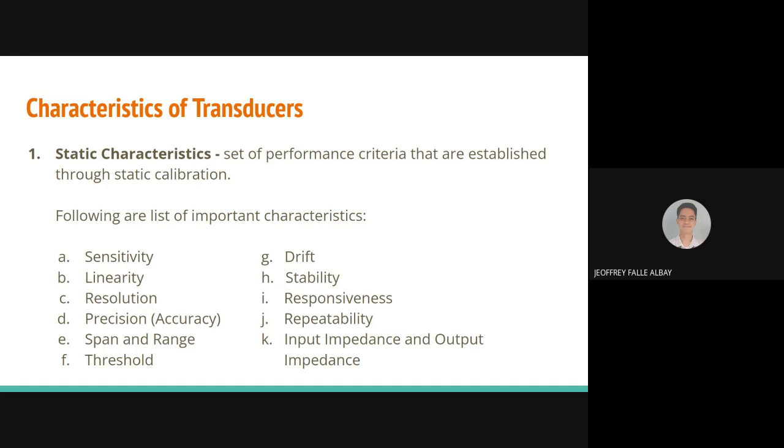There are 11. So sensitivity, linearity, resolution, precision, span and range, threshold, drift, stability, responsiveness, repeatability, and input impedance and output impedance. So next slide.